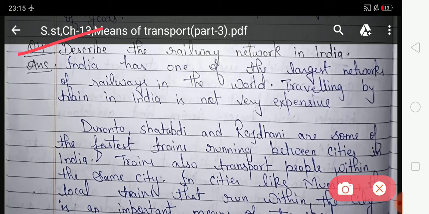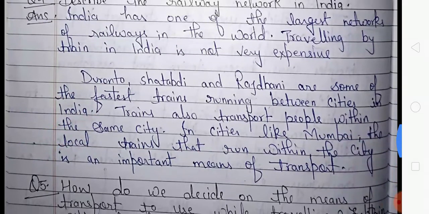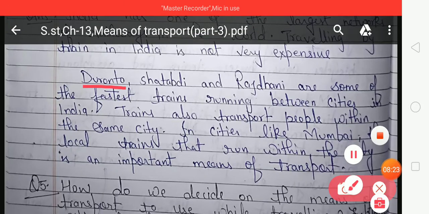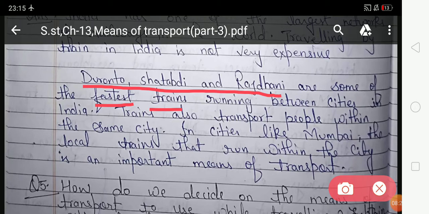So student, in this question you have to write about the railway network in India. Your answer is, India has one of the largest networks of railways in the world. Traveling by train in India is not very expensive. Duronto, Shatabdi and Rajdhani are some of the fastest trains running between cities in India. Trains also transport people within the same city.